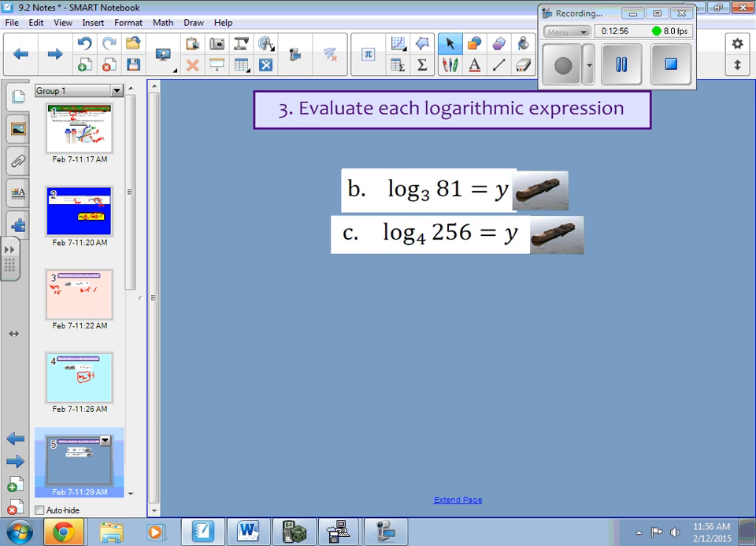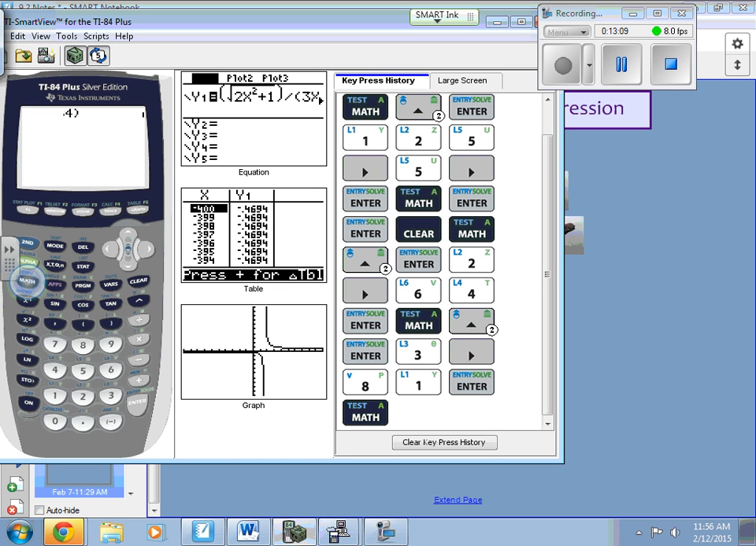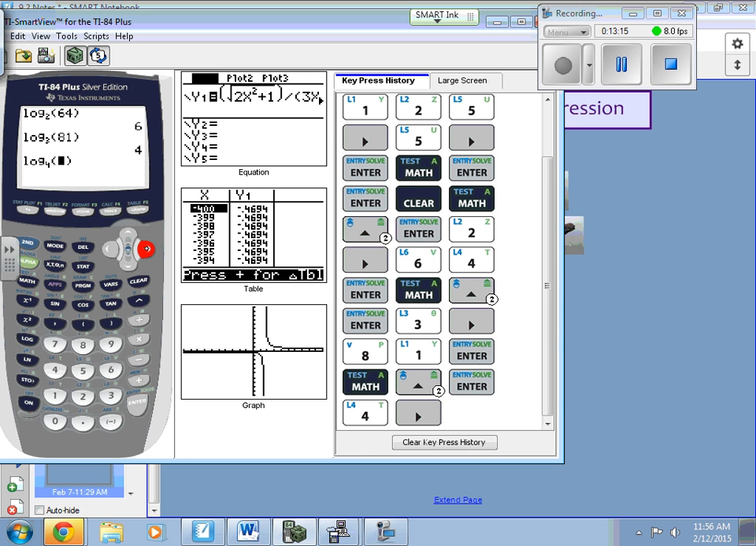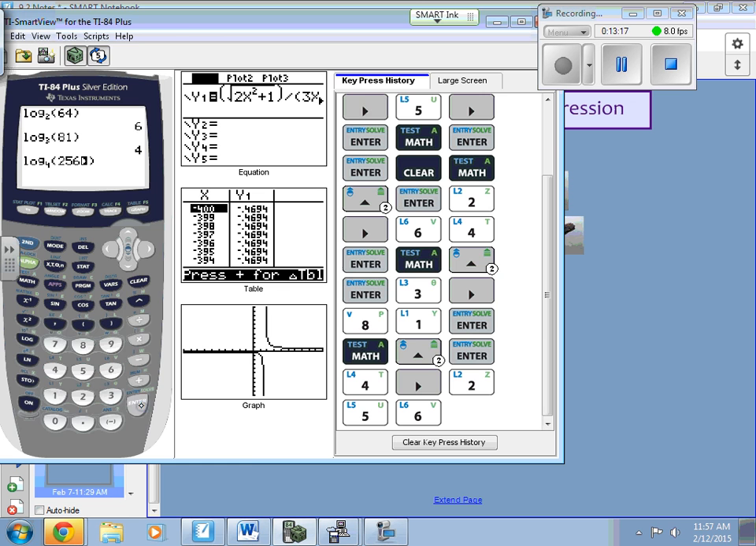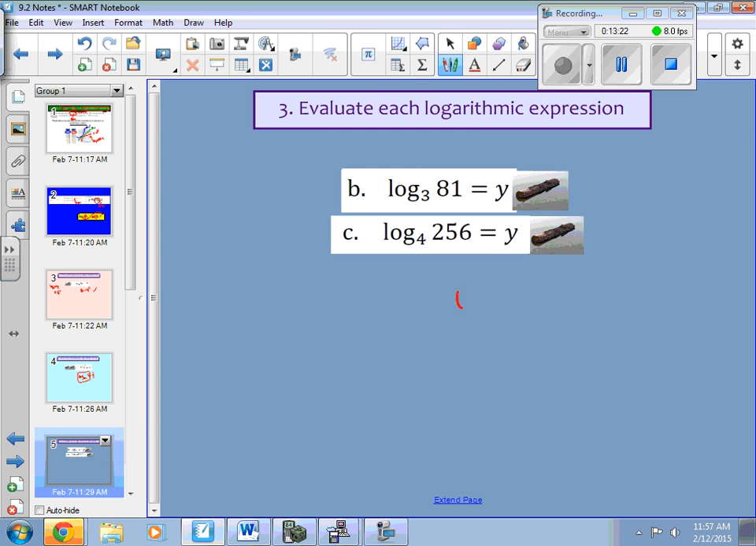All right, let's see what you got. If you did this one correctly, and do log base 4 of 256, you should get the answer of 4. 4 to the 4th power equals that. Okay, so that's how you can do logs on your calculator.